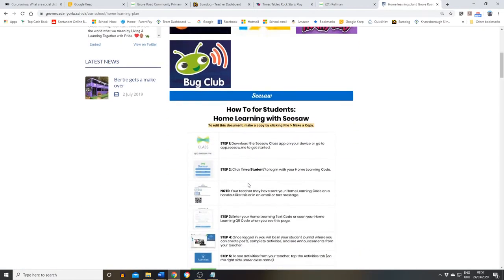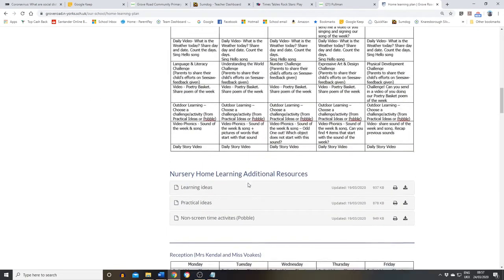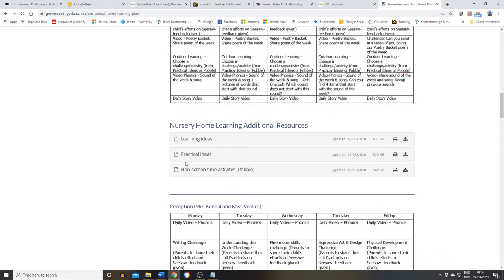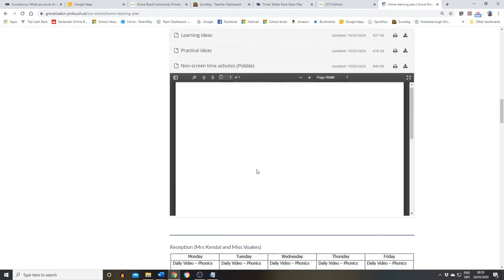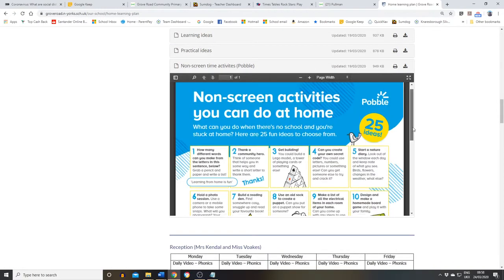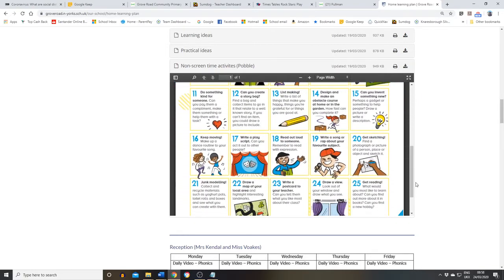And if you scroll down, it's actually in the nursery section, but don't worry about that. It's non-screen time activities from Pobble. And it's this one here. You might recognise it as it pops up on screen now. There we go. That's the one. All sorts of ideas there.